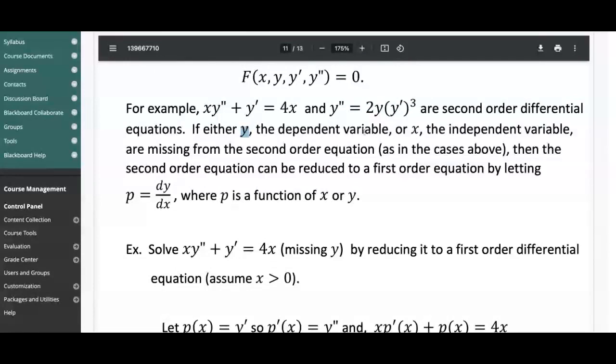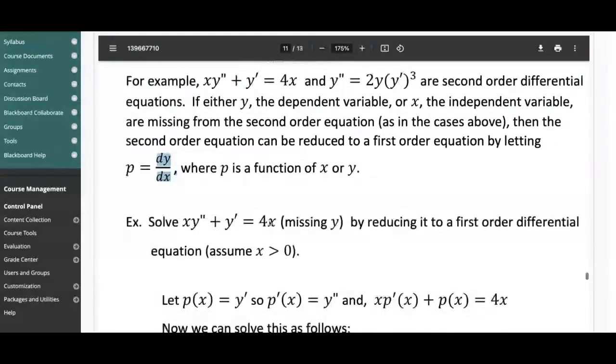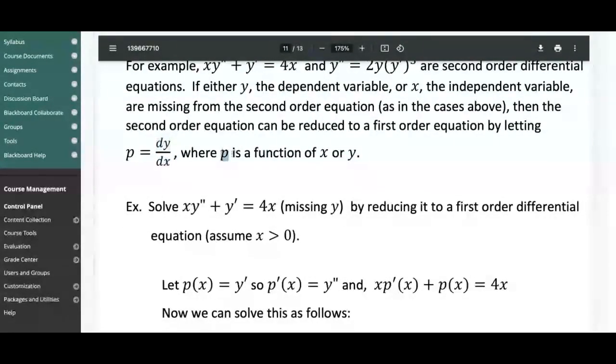If either y, the dependent variable, or x, the independent variable, is missing from the second order equation, then the second order equation can be reduced to a first order equation by letting a variable equal the first order derivative. So such a variable is a function of x and y. Let's see an example.